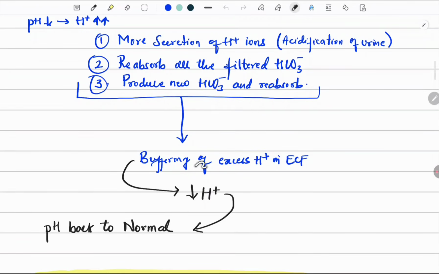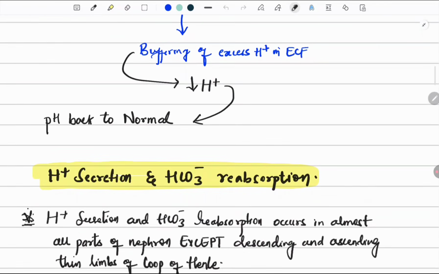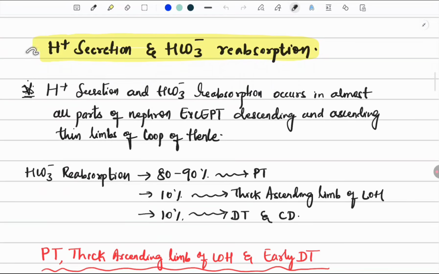By doing these three things, what is it going to do? It is going to buffer the excess H plus ions which are present in the extracellular fluid, thereby bringing down the concentration of H plus ions, and the pH is brought back to normal. So in this video, we are going to study how this occurs. What are the different mechanisms of H plus secretion and bicarbonate reabsorption?